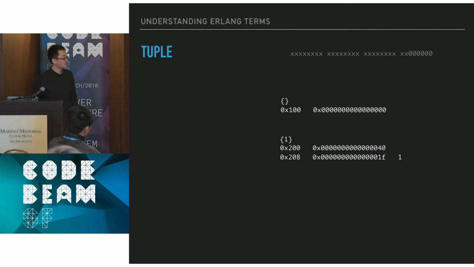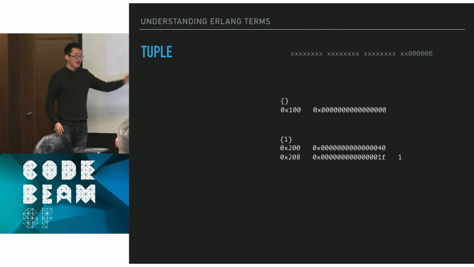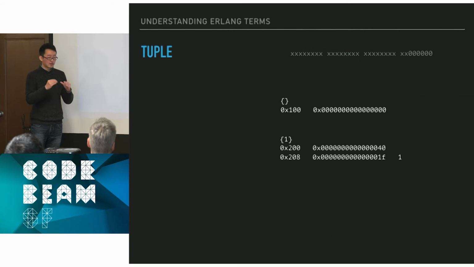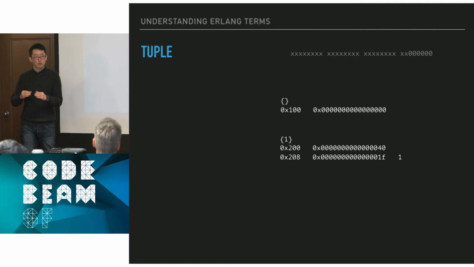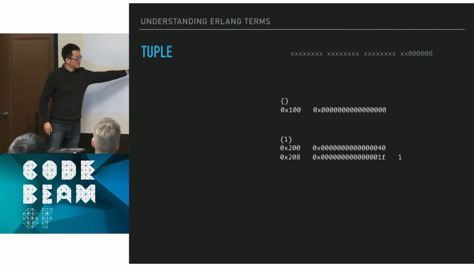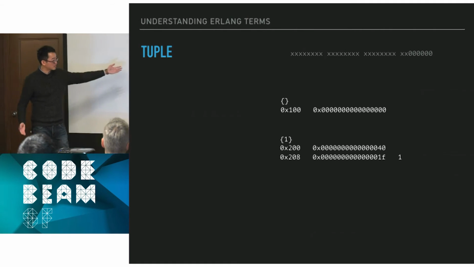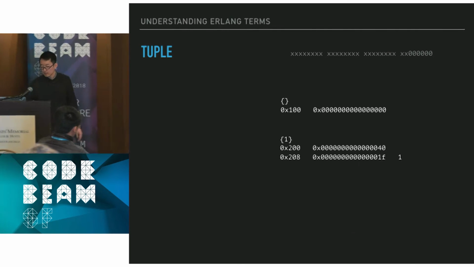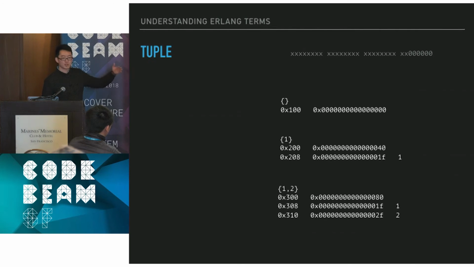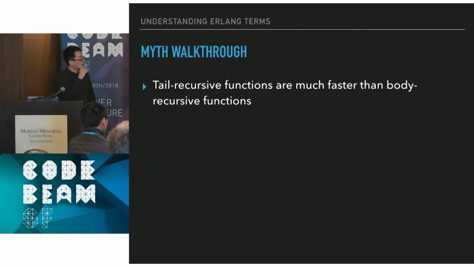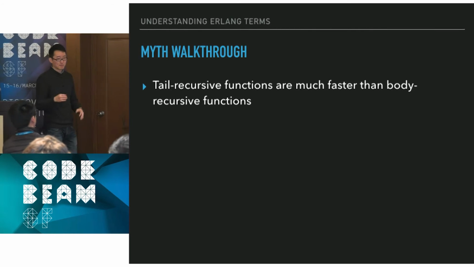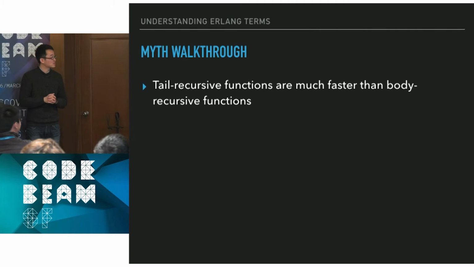If I have 1 here, it will say, okay, I have 1 more, and then the runtime will look for 1 more word, which actually stores the 1 here as an immediate type. Same with 2, it will look for 2 more words. Okay, now that's enough of the background for Erlang's dynamic type system.